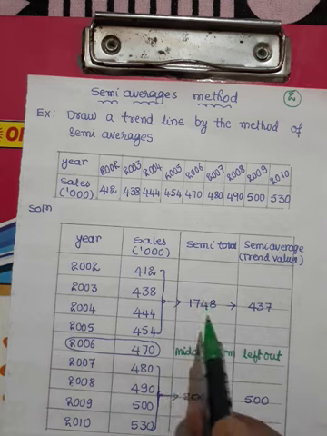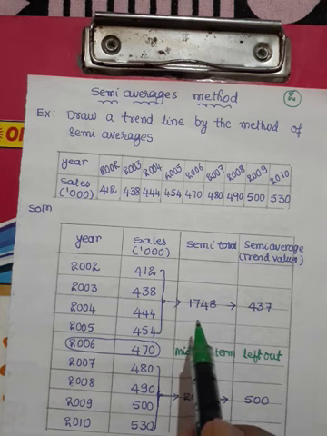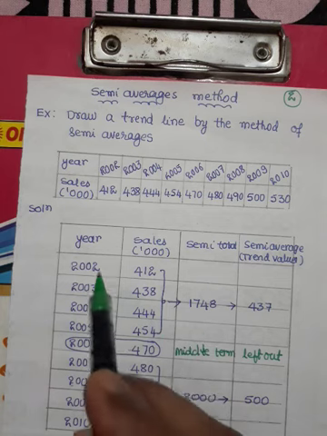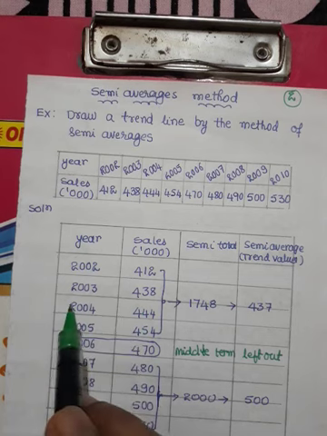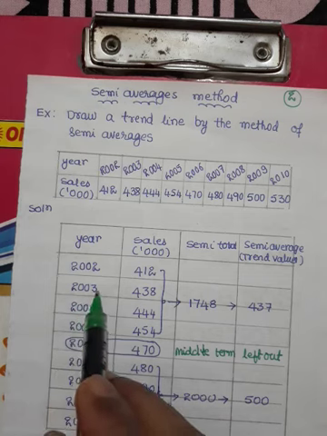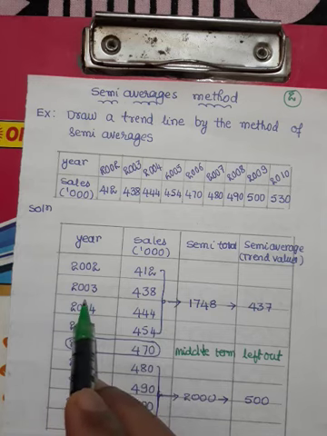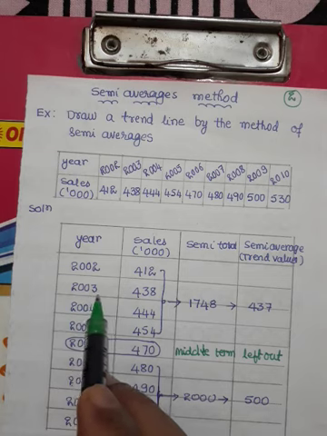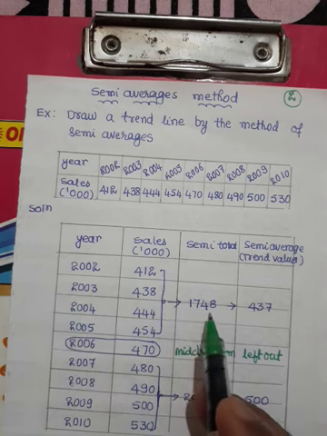We cannot write it anywhere else. We have to give the correct position for the semi-total. For the middle year here in the first 4 years, once again, it is an even number of years, so we cannot get exactly the middle year. So we take the middle time point as between 2003 and 2004, that is mid-year 2003.5. For 2003.5, we have to write the semi-total.